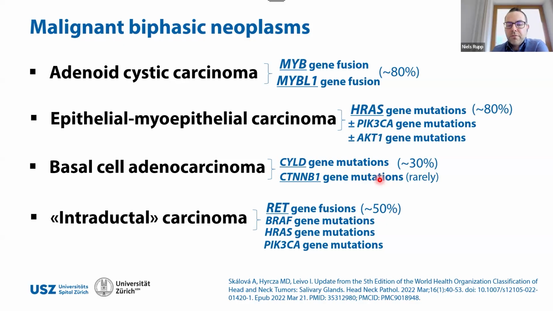these are really two distinct entities with different molecular profiles. And as I said, the intraductal carcinoma, biphasic, approximately half of them harbors RET gene fusions, NCOA4 or TRIM27, TRIM33 RET fusions. And there are other point mutations, very rare BRAF mutations, or more common HRAS and PIK3CA gene mutation.